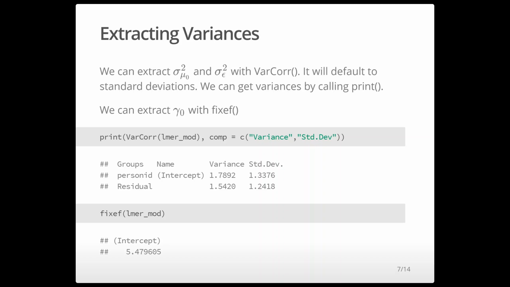So this first row, where it says PersonID and (Intercept), this is sigma squared mu. This is the variance of the cluster means. And then the second row, Residual, is sigma squared epsilon. This is the remaining variance not accounted for by the cluster means. And then if we call the fixef function, we can get gamma 0, which is the mean of the cluster means. It's the population-level cluster mean.